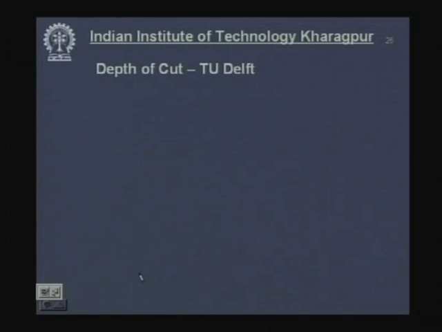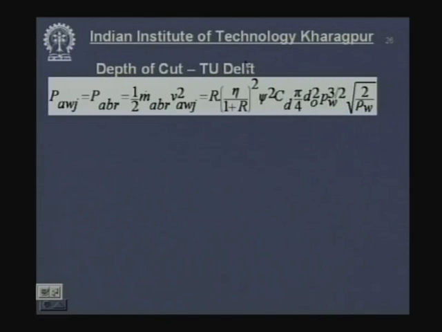Now, let us come to a model which is rather simple. It is not so involved as proposed by Finney or as proposed by Beater and others. This model has been developed by TU Delft. What is the model? The model is very simple. They try to estimate how much is the power of the abrasive water jet. Once they estimate that, they divide that by the resistance of the material. If these two quantities are known, you can find out what your material removal rate or your depth of penetration is. So, what does it say?